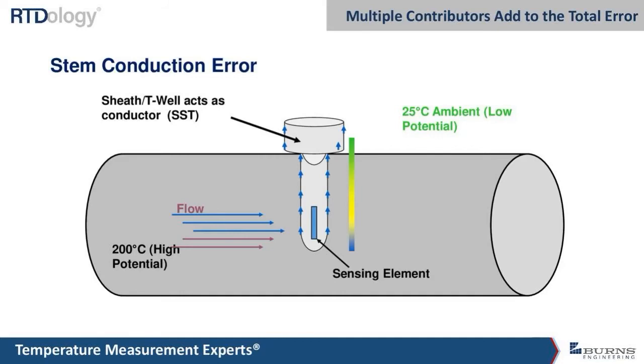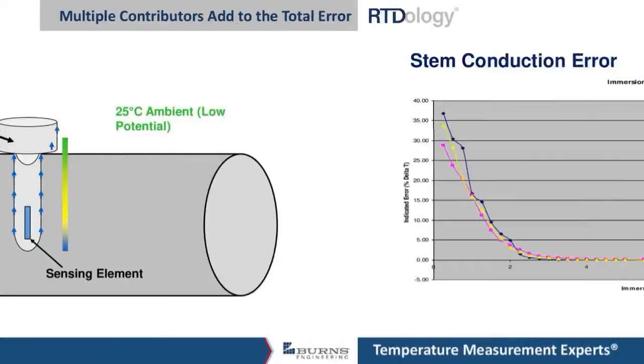To avoid this, we can make the thermal well smaller diameter, less mass, go with a smaller diameter probe, shorter sensitive length on the sensing element. So there's lots of things that the manufacturer can do to kind of minimize this. And then with the installation, if we get sufficient immersion length, or if we can add insulation around the outside of the temperature probe, that can help minimize this error also.